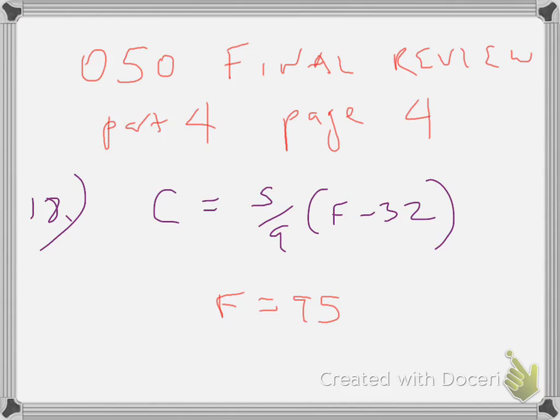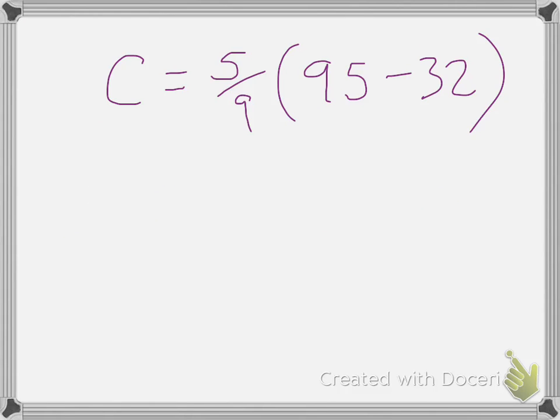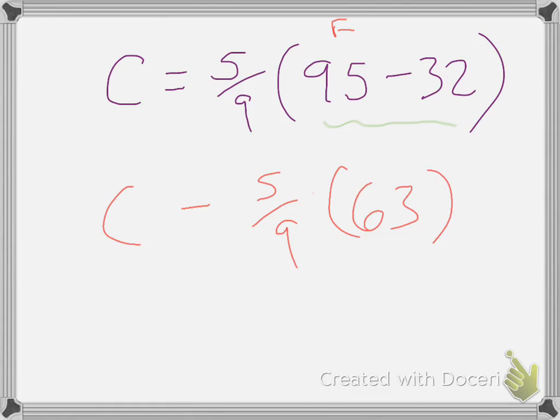So your job is to stick that 95 right into the F spot. So let's do that. So this used to be F. And now we put 95 in its place and just work it out. Order of ops. Do this stuff first inside the parentheses, and that gives you 63. Bring down the 5/9. That's multiplied. And C is equal to whatever this is.